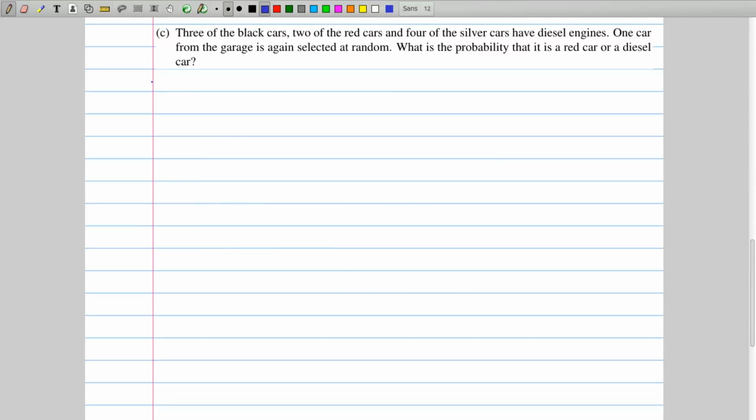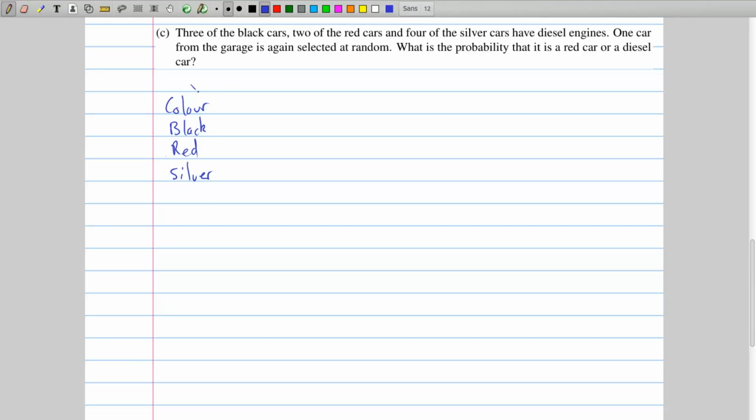Part C is going to increase the difficulty a little bit more. This time we not only have to choose between different colors of car, but they're also introducing that some of these cars have diesel engines and others don't. So the first thing I think we should do is draw up a table of this new situation. So we have the color that we already knew about. There was black, there was red, and there was silver.